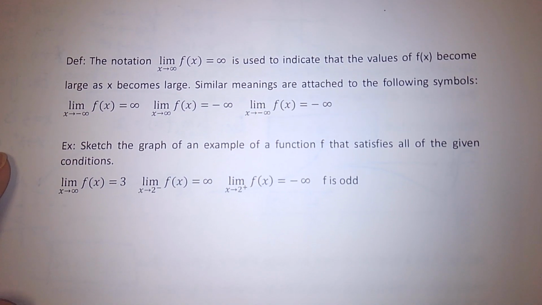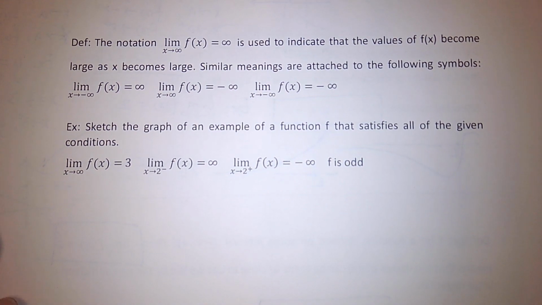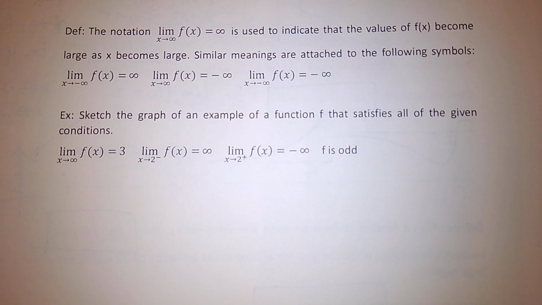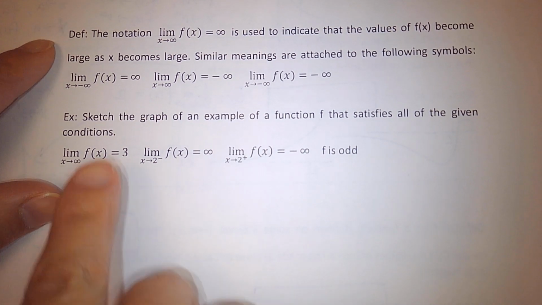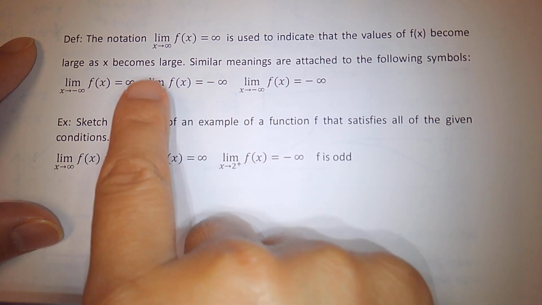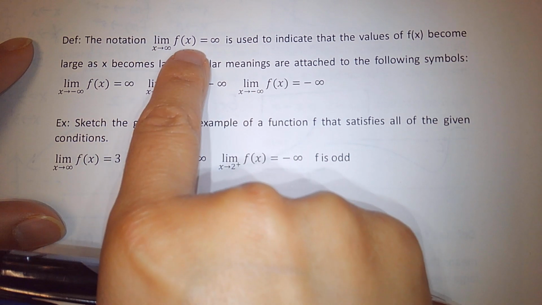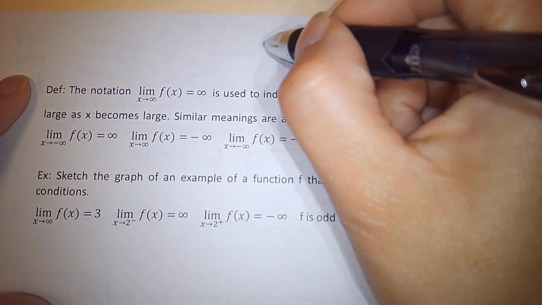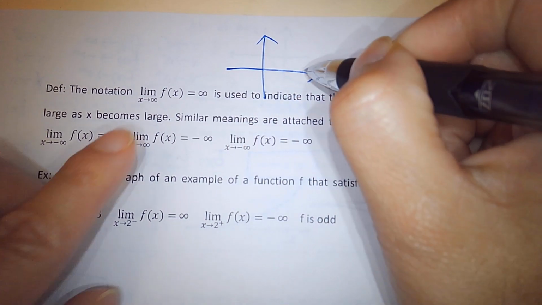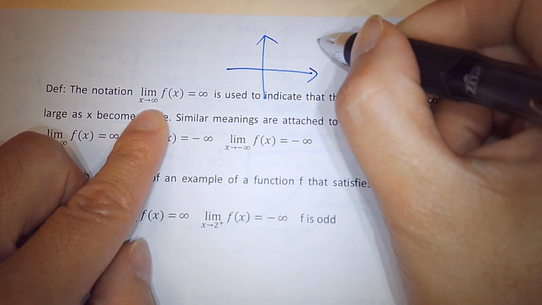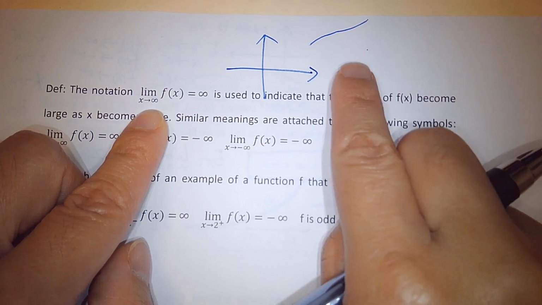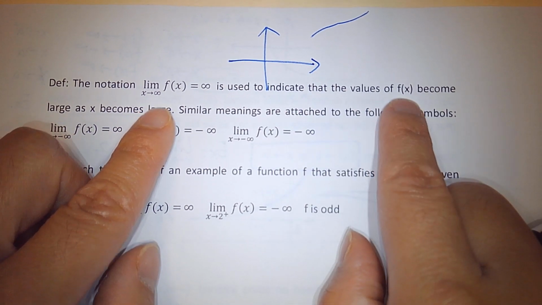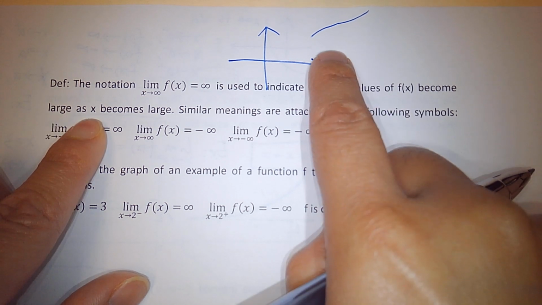Okay, we're going to go through this page, hopefully in 20 to 25 minutes. Definition: the limit of f of x as x goes to infinity equals infinity. What does this limit mean if we use a picture to describe it? As x goes to infinity, y goes to infinity. This means the y value will become large as x becomes large.